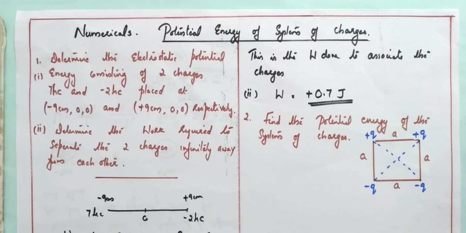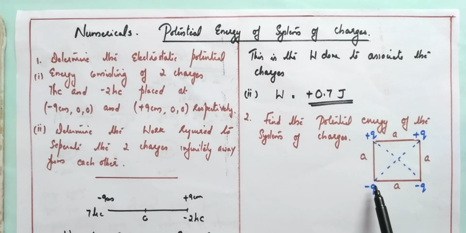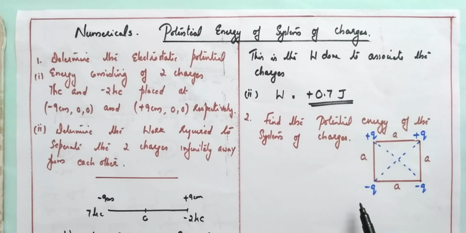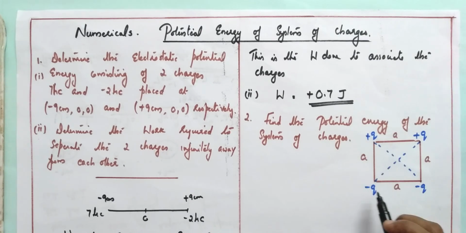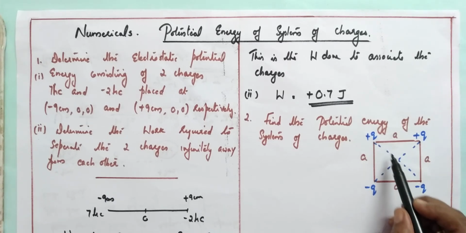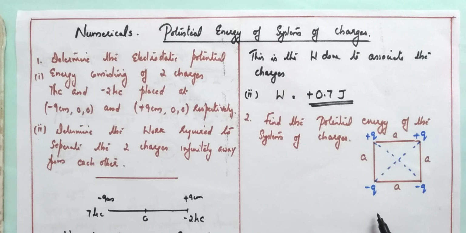Find the potential energy of the system of charges as shown in the figure. A square is given and the charges are arranged as such, and the side is equal to a. Here again, the potential energy is given by the general formula 1 by 4 pi epsilon 0 q1 q2 divided by r. If a number of charges are there, we have to find the potential energy between each two charges. Now, how many terms are there?